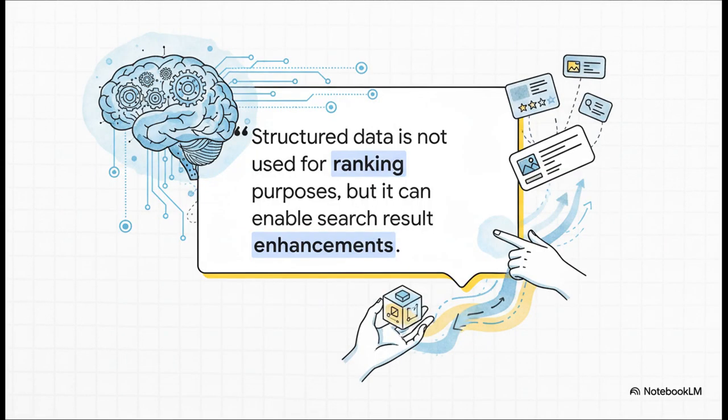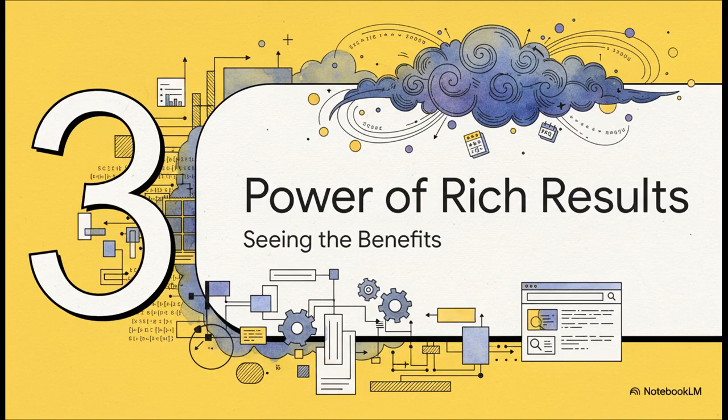And this is a really crucial point, coming straight from Google. Schema is not some magic button that's going to make you rank number one. Its job isn't to boost your ranking directly. Instead, its job is to help search engines understand and display your content better, which you'll see leads to some incredible benefits. And those benefits, we can see them in what are called rich results.